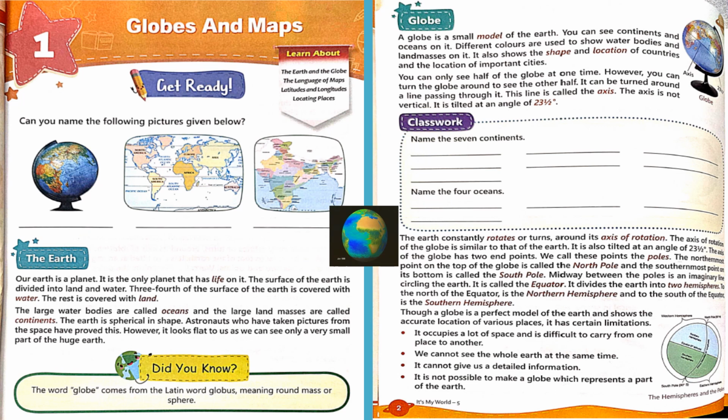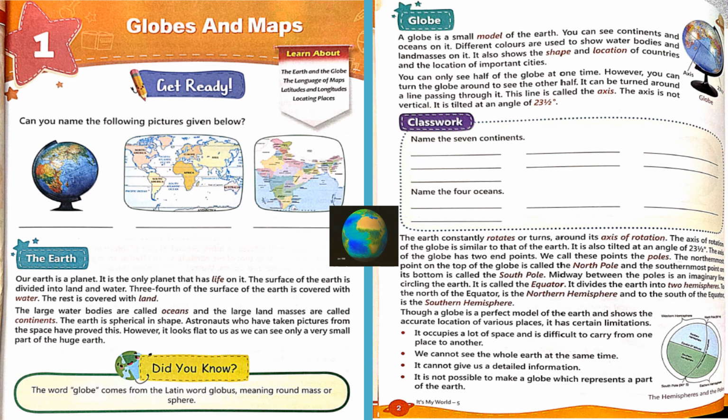A globe is a small model of the earth. You can only see half of the globe at one time. However, you can turn the globe around to see the other half. It can be turned around, a line passing through it. This line is called the axis. The axis is not vertical. It is tilted at an angle of 23½ degree.